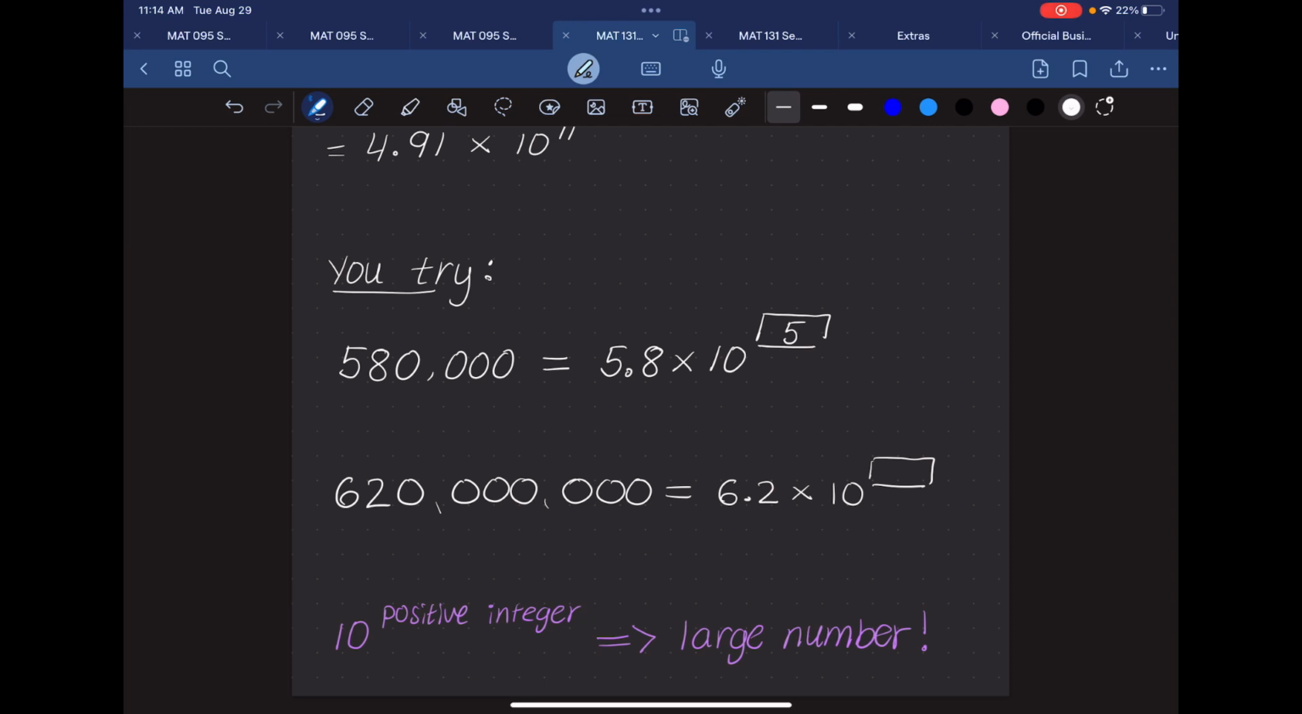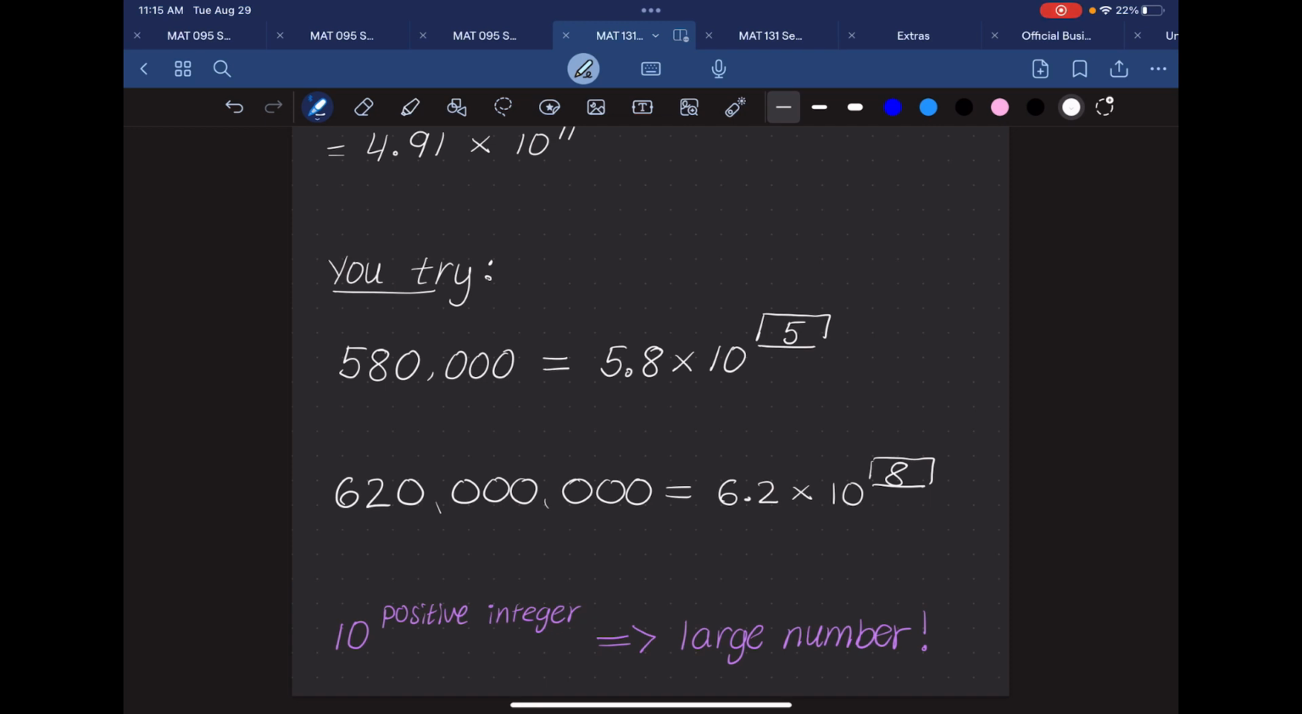With this other one, I have 620 million, and I want my decimal point to only have one digit in front of it. So I want it right between the 6 and 2. Well, that means I need to move this decimal point over 1, 2, 3, 4, 5, 6, 7, 8. So, in scientific notation, this number is 6.2 times 10 to the 8.